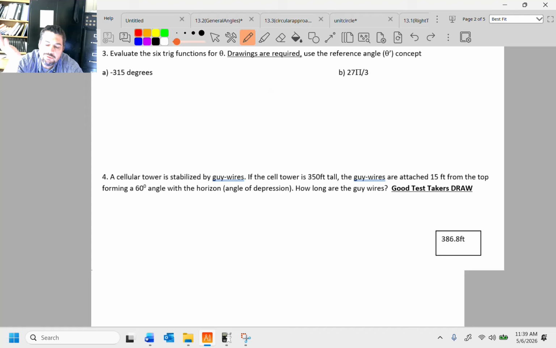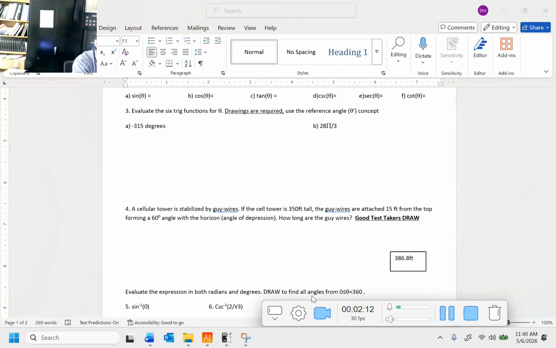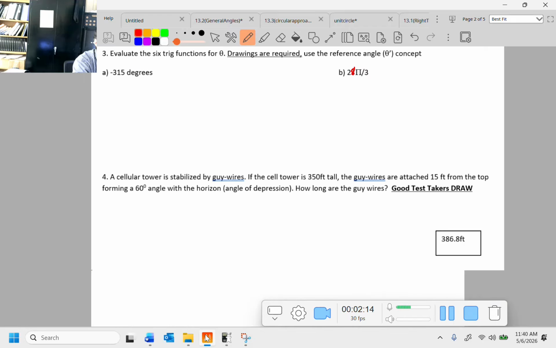So, let's do this 27 pi over 3. Well, actually, no. That needs to be changed. Edit the homework and make that a 28. I'm going to pause real quick while I do that. All right, so back, I had to modify that real quick.